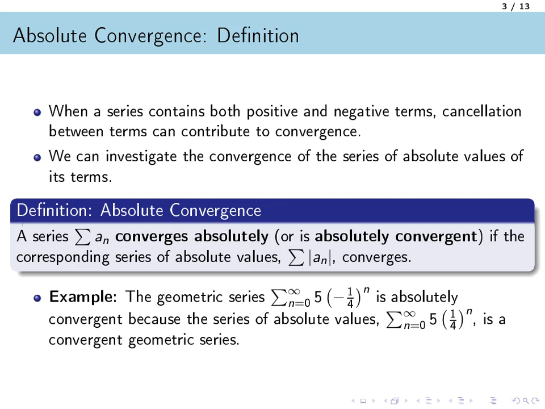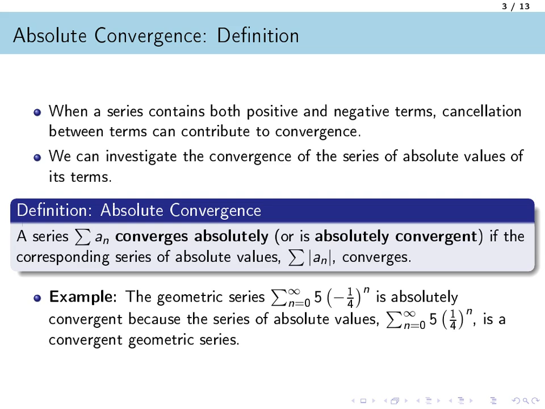A series is said to converge absolutely, or be absolutely convergent, if the new series formed by taking the absolute value of each term converges. So, to test for absolute convergence, you simply create a related series of all non-negative terms and check if that one converges. For example, consider the geometric series shown, which is the sum from n equals 0 to infinity of 5 times the quantity negative 1/4 to the power n.